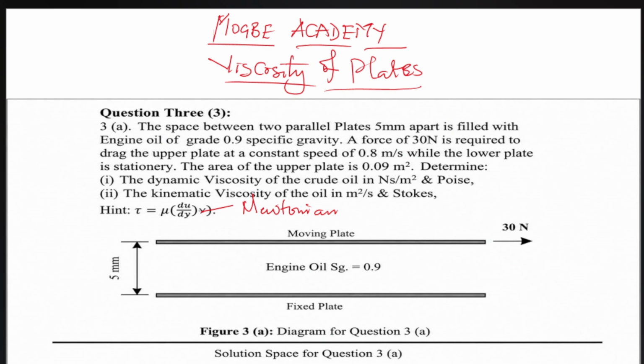Are we together? So from this equation, you can make your mu, which is dynamic viscosity, stand alone by dividing both sides by your velocity gradient. Are we together? Now, from what we have here, let's bring out our data sheet. From our question, we'll simply have our data.